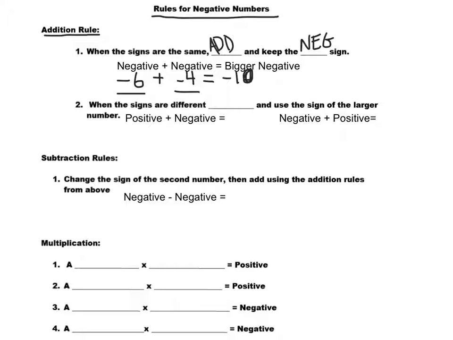Rule number 2, when the signs are different, then you're going to subtract and use the sign of the larger number. So subtract, and then your answer is going to end up with being whatever the larger number's sign is. So I have a couple examples of that. So we have -6. Oh, I'm sorry. That's supposed to be a positive number. So +6 plus -4. So obviously the 6 is bigger and that's positive, so we're going to end up with a positive answer here.